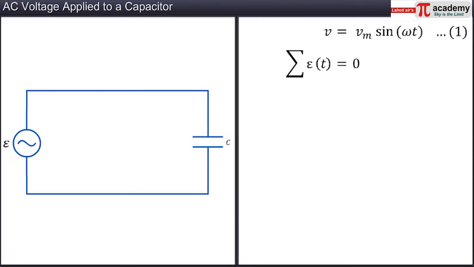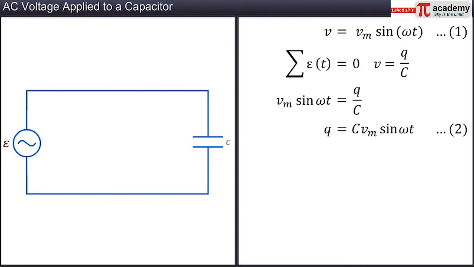As the instantaneous voltage across the capacitor, V is equal to Q by C, we can write equation 1 as Vm sin omega t is equal to Q by C, or Q is equal to C into Vm sin omega t. Let this be equation 2. We know that current I is the rate of flow of charge in the circuit. That is, I is equal to dq by dt. Let this be equation 3.